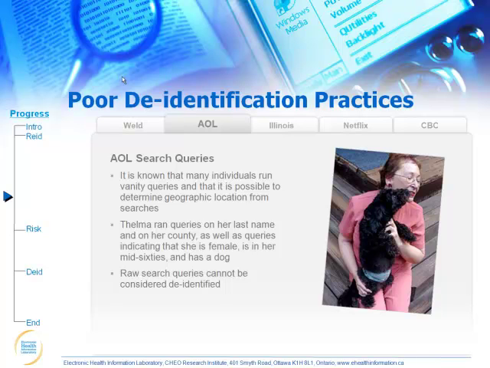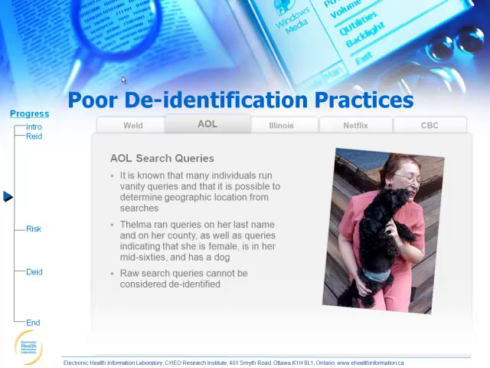The second example is AOL. It's pretty well known that a lot of people run vanity search queries, where you enter your name in the search query to see what's known about you. Actually, a large percentage of people do that. And it's also pretty well known that it's quite easy to determine geographic location, or where people live in general, based on their search queries, because a lot of people do search queries that are local or indicate where they live. So search queries are by definition not de-identified information. Even if you remove the user ID, your search query itself will give you away.